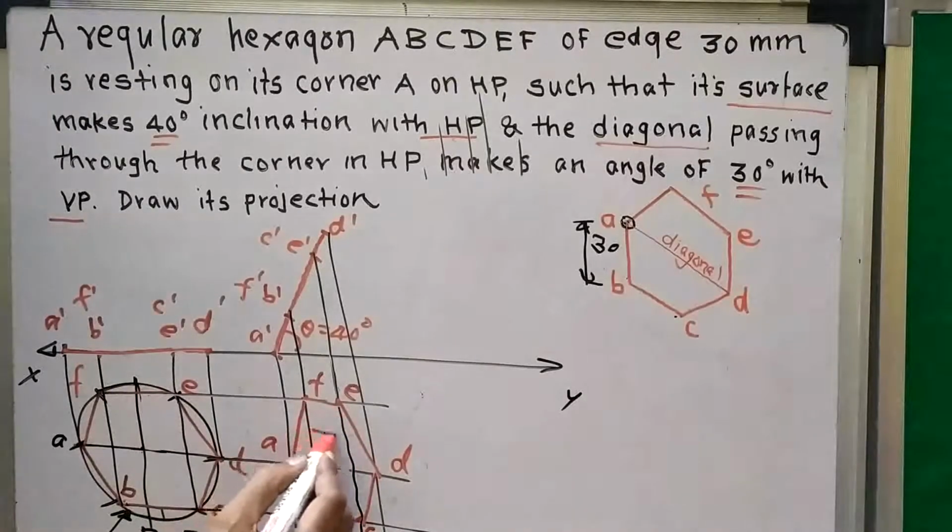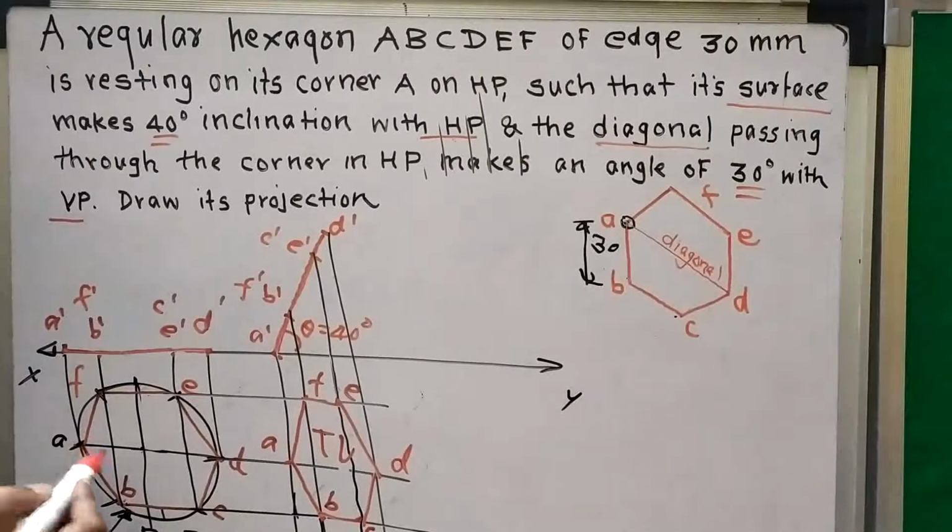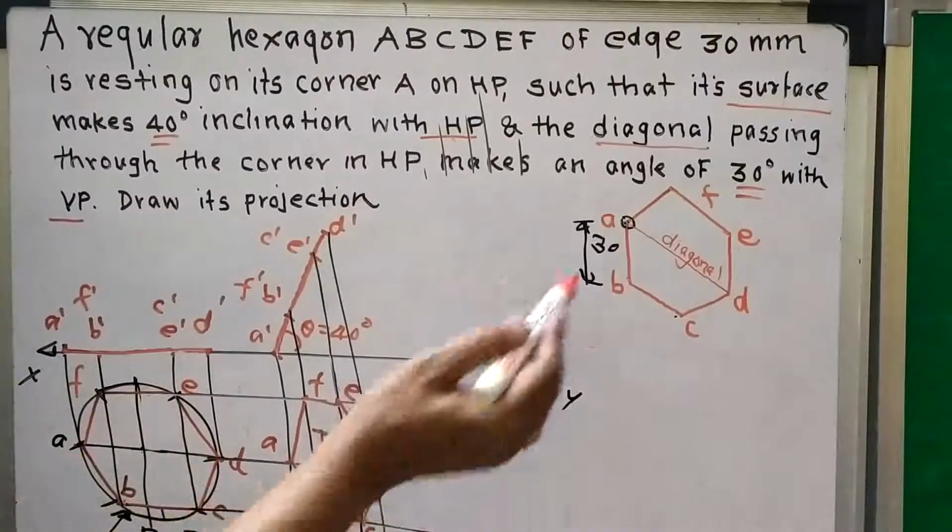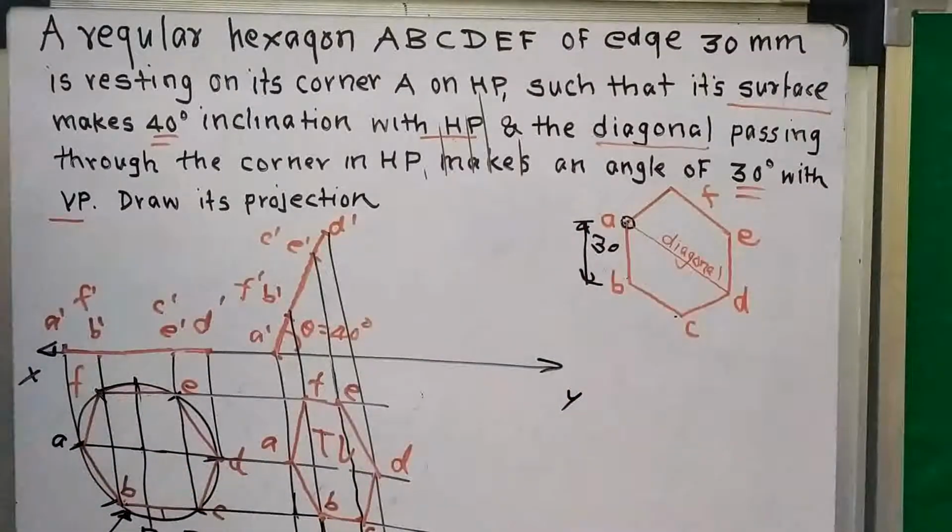So this is my top view, right? So this is the top view for the surface inclination. Then in the problem it is given that the diagonal passing through the corner on the HP. So A is the corner on the HP, and the diagonal passing through this corner is AD diagonal, and this diagonal makes an angle of 30 degree with VP. So AD diagonal is making an inclination with VP of 30 degree.